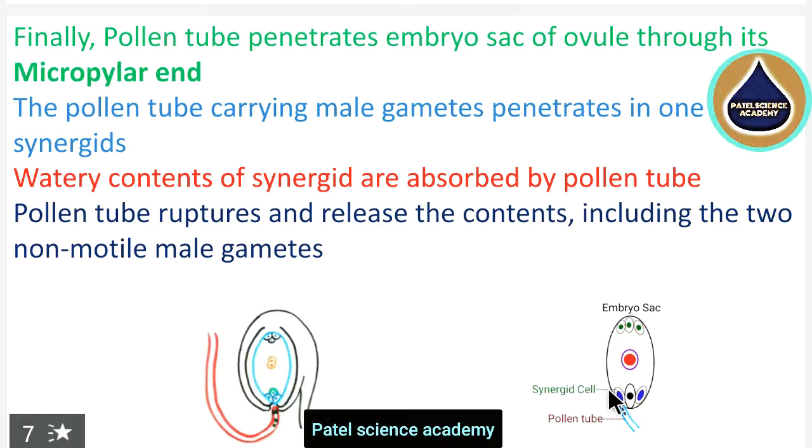Why does it go for the synergids? Because the watery content of the synergids is absorbed by this pollen tube. The pollen tube absorbs the watery content present in the synergid cells. And why is it needed by the pollen tube? Because the pollen tube ruptures by absorbing that watery content and releases its content. What is the content of this pollen tube? It includes two non-motile male gametes.